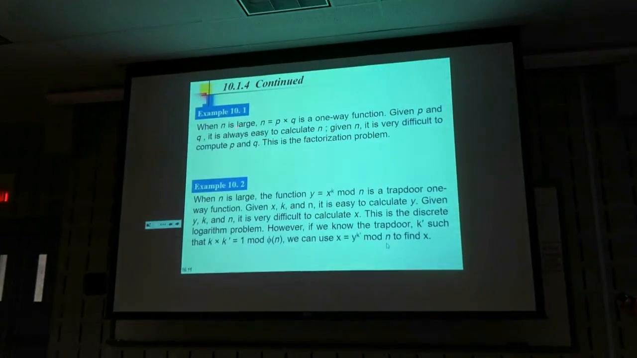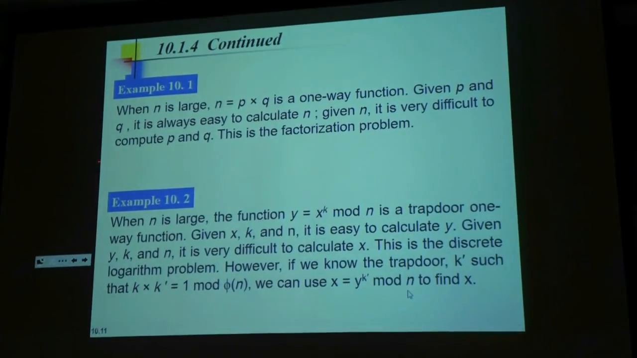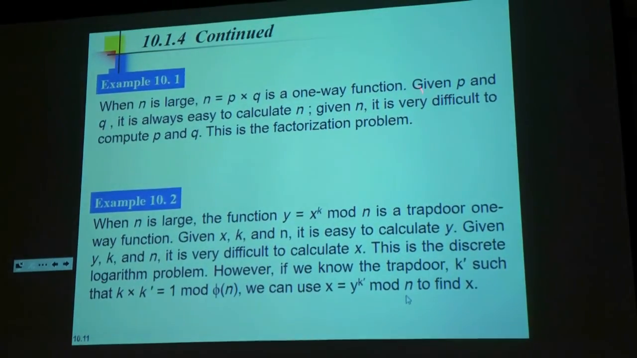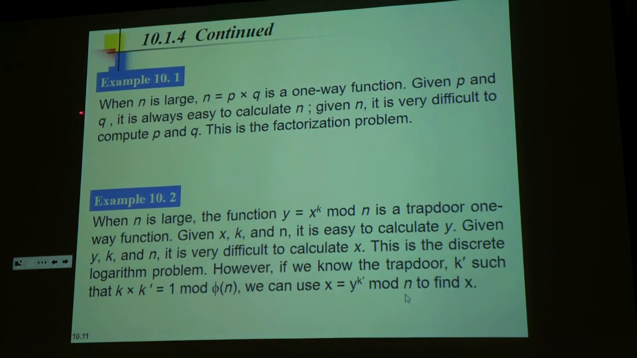So for example, n is a large number, n equals p times q, and p and q, from the math lecture, are prime numbers. They have to be prime numbers. So if we can divide a big number into two numbers, multiply them together, and these two numbers are primes, it is a one-way function. So given p and q, it is always easy to calculate n, right? If you have p and q, can you calculate n? Yes. Given n, it is very difficult to compute p and q.